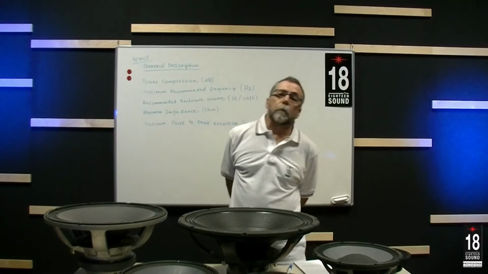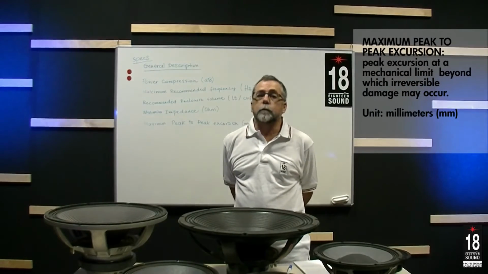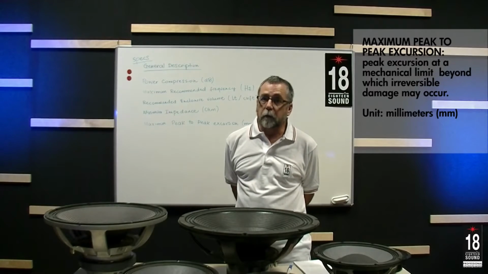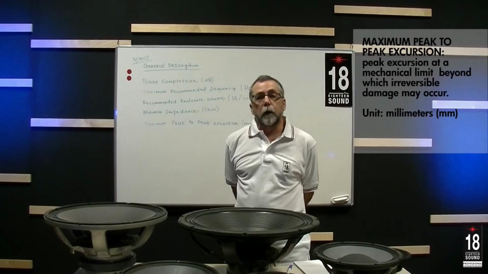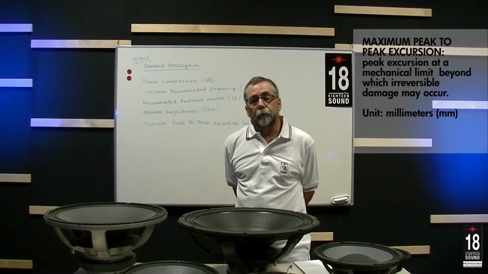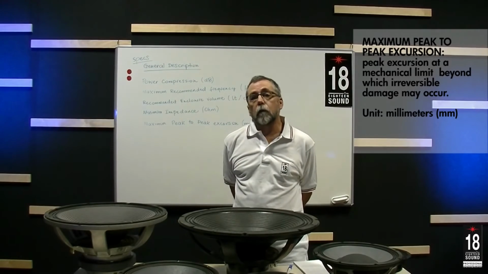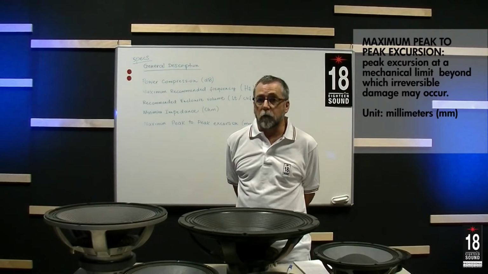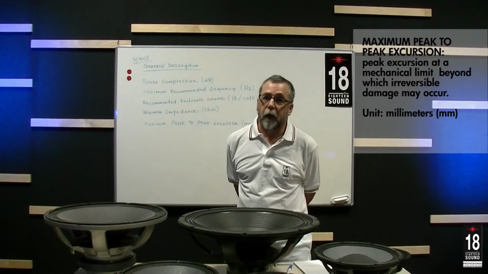And then there's the maximum peak-to-peak excursion. This is a mechanical limit, at which point permanent damage may happen. That is, a voice coil may strike a back plate, a spider might strike a front plate, or the suspension, spider, or surround may be at maximum extension, and though that may not cause damage on a first experience, over time it does fatigue the loudspeaker.